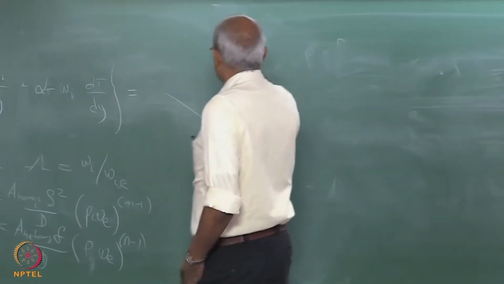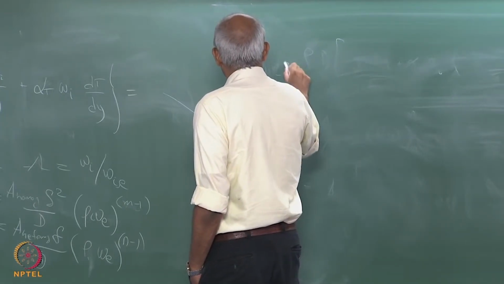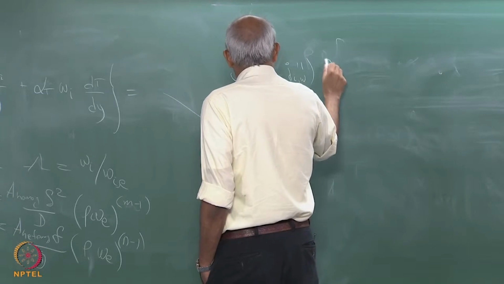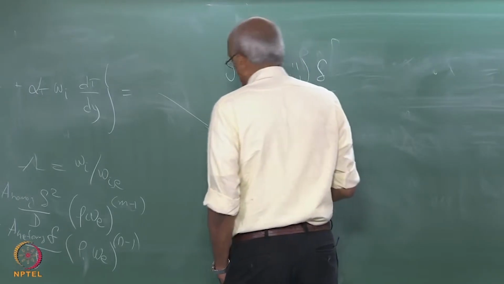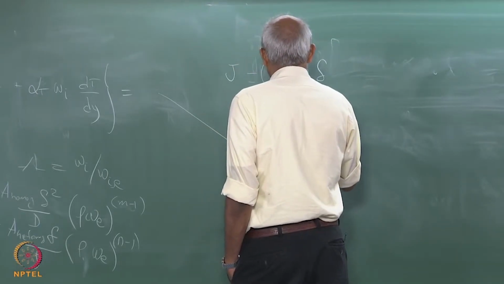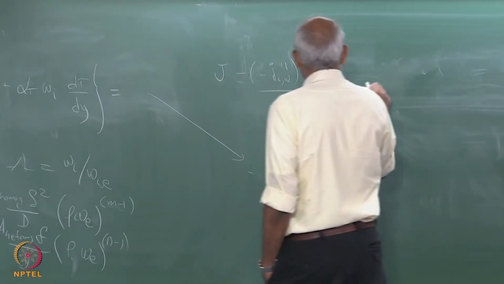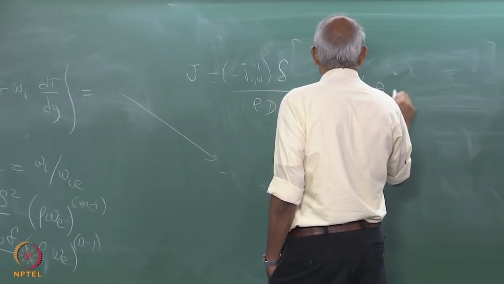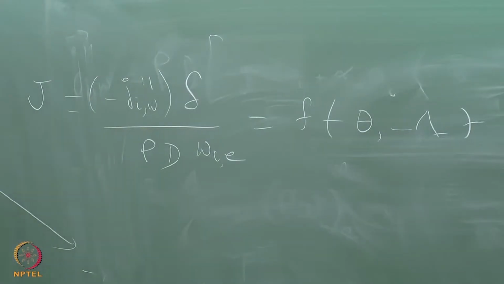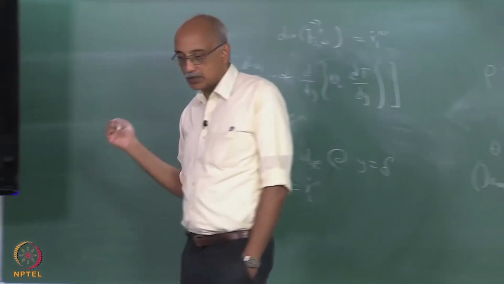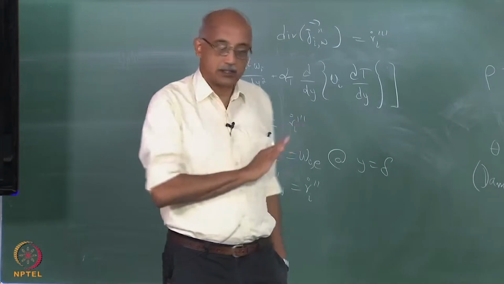You can also non-dimensionalize the deposition rate as some J equals minus J_Iw double prime times delta over rho times D times omega_Ie, and you can relate this J now as a function of theta and omega. Okay. By the way, again I will send you some papers that talk about this system, so you can get the actual rate expressions and so on, but more important to understand the concept.